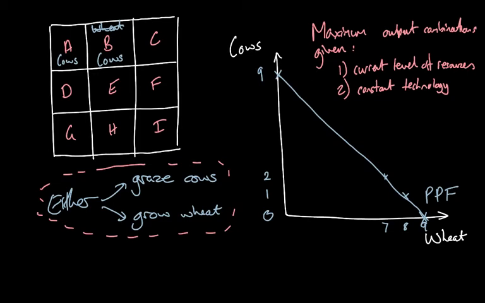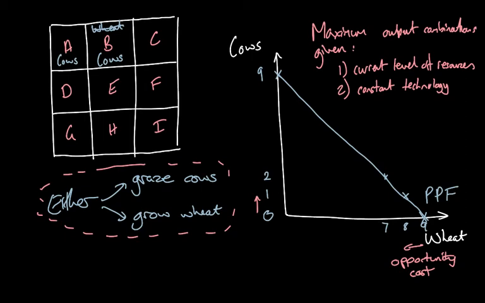And as we move along the line, we generate opportunity cost. So as the farmer decided to increase his production of cows from 0 to 1 unit, he gave up 1 unit of wheat. And the 1 unit of wheat that he gave up here is the opportunity cost of his decision. And that's how we would show opportunity cost on a PPF diagram. So that's the first of 2 videos on the PPF.